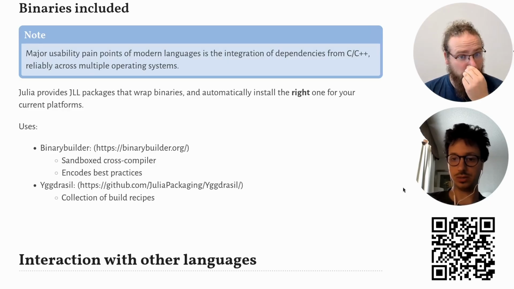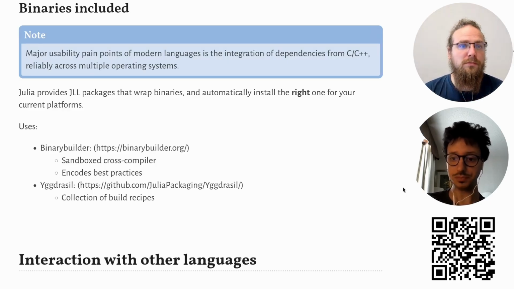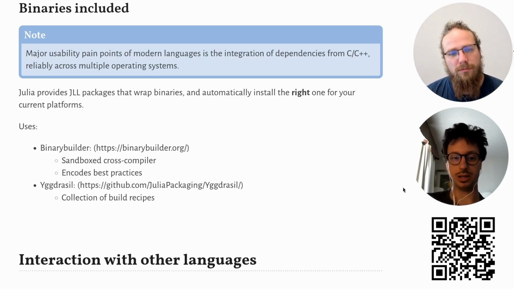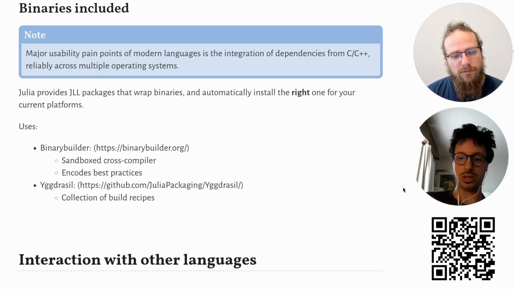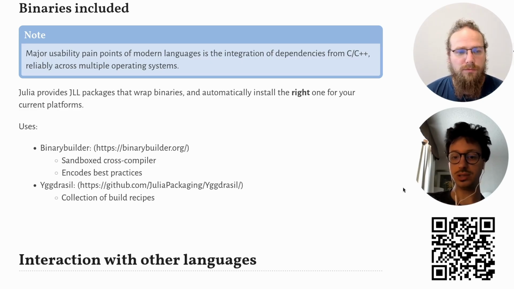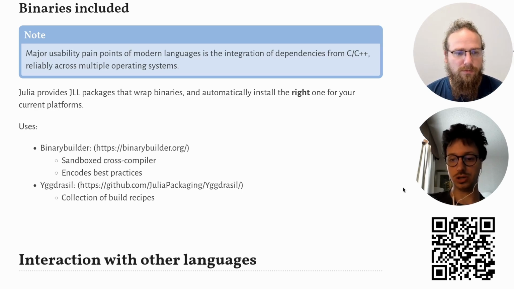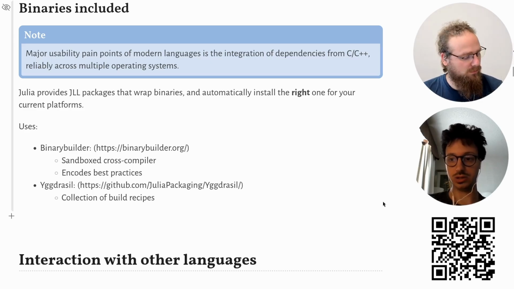which are handled through a Julia framework called BinaryBuilder. Which is basically a sandbox for cross-compiling packages. We use this to maintain over 1,000 packages. And this encodes all best practices, including reproducible builds. And the repository Yggdrasil is a collection of all the build recipes that we maintain in the ecosystem.